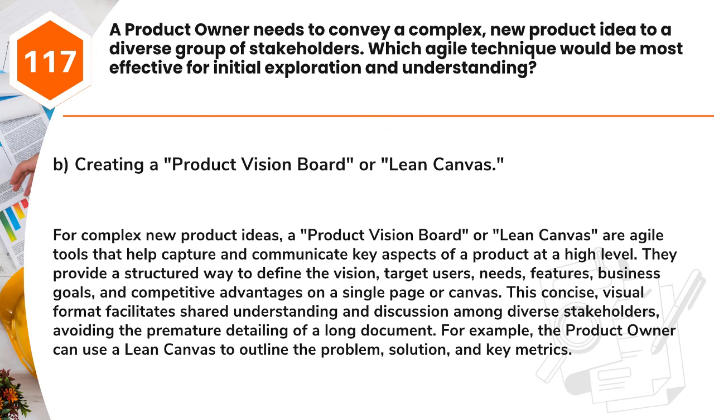Answer: B. Creating a product vision board or lean canvas. For complex new product ideas, a product vision board or lean canvas are agile tools that help capture and communicate key aspects of a product at a high level. They provide a structured way to define the vision, target users, needs, features, business goals, and competitive advantages on a single page or canvas.